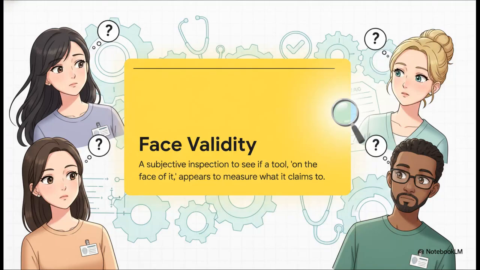Next up is face validity, which is, well, it's pretty much exactly what it sounds like. Does the tool, just on the face of it, look like it's measuring the right thing? It's the most basic check you can do, and because it's so subjective, it's definitely considered the weakest form of validity. But hey, it's still a super important initial gut check.